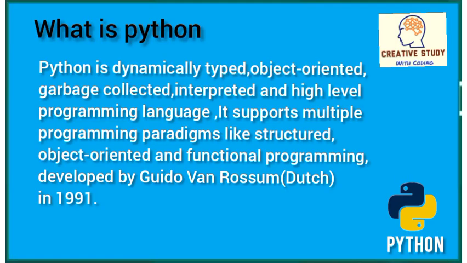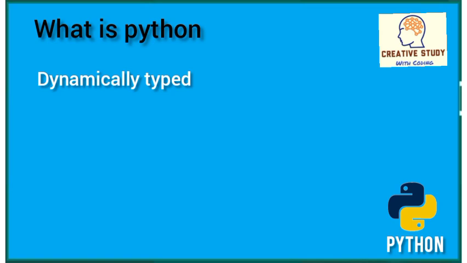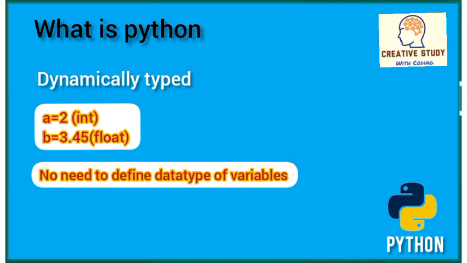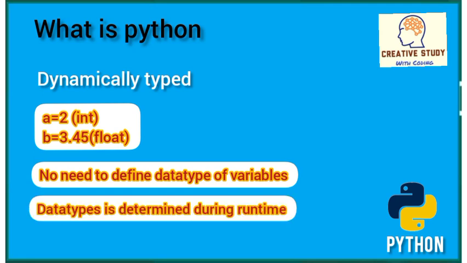So what is Python? Python is a dynamically typed, object-oriented, garbage collected, interpreted and high-level programming language. It supports multiple programming paradigms including structured, object-oriented and functional programming, and was developed by Guido van Rossum in 1991. Now what does dynamically typed mean? It means that variables do have a data type but a programmer need not define it at the time of code writing, and it matters only when an operation is performed on variables and the data type of the variable is determined during runtime only.